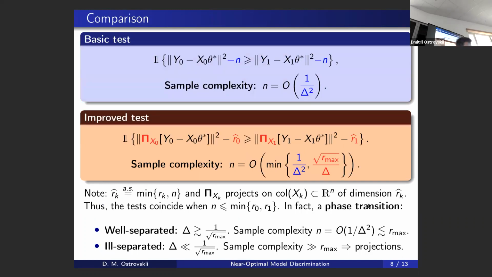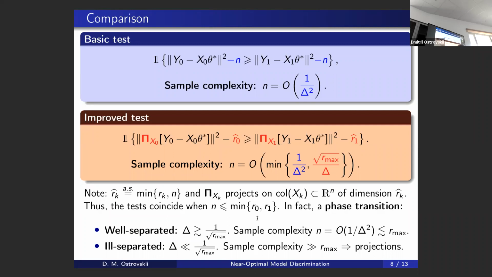So let's compare with a basic test. First of all, I already mentioned how the two sample complexities compare. This projection allows us to improve over the 1 over delta square sample complexity with a rank dependent term. Moreover, I can conclude that there are essentially two regimes here. What I call the well-separated regime and the non-separated regime. So in the well-separated regime, delta is big enough. Namely, it's at least 1 over square root of the rank.